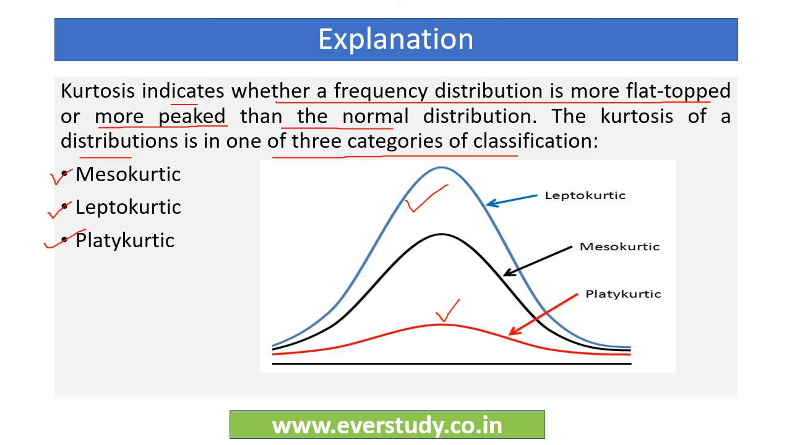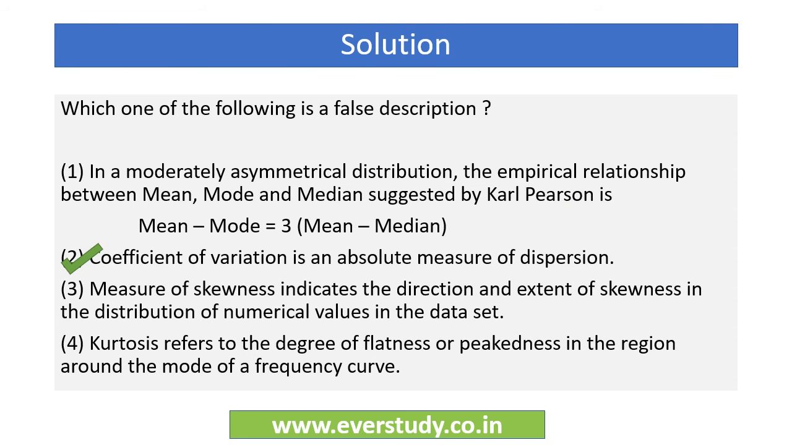And the next is a curve having a normal peak, or the normal curve itself, called the mesokurtic. In such a curve, there is equal distribution of the items around the central curve. So based on our explanation, we can easily identify the false statement, which is given by option number 2. That is, the coefficient of variation is a relative measure of dispersion, not an absolute measure of dispersion.